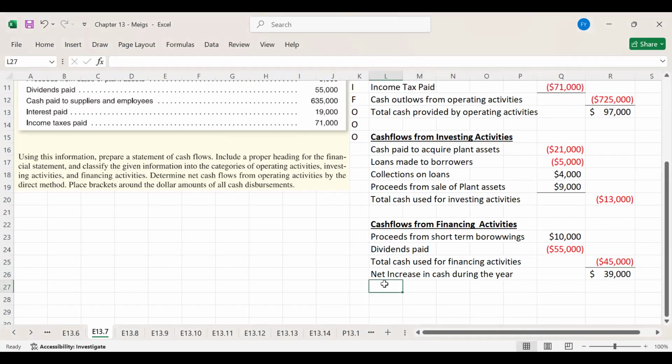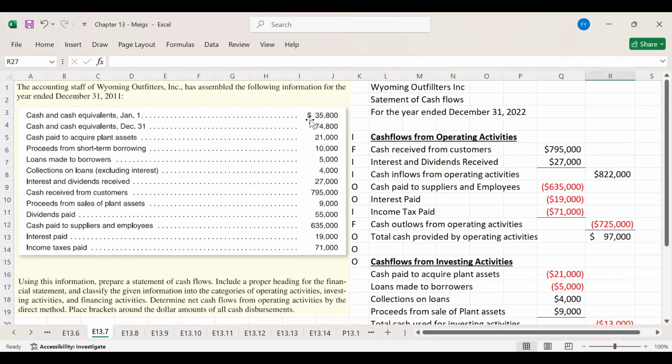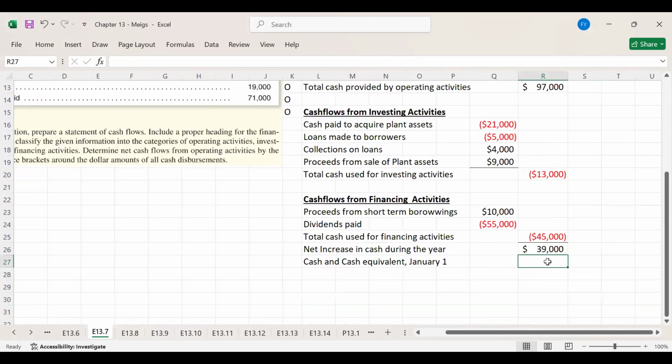Now we are going to add the cash and cash equivalent balance on January 1st. So January 1st is your opening balance, and this should be added. How much is the January 1st balance? You can see 35,800. So we have an opening balance of $35,800.